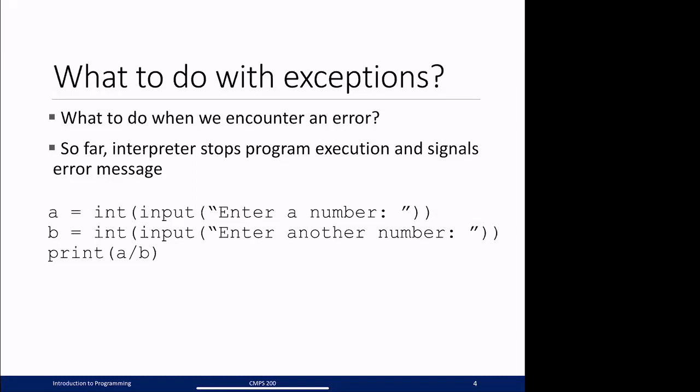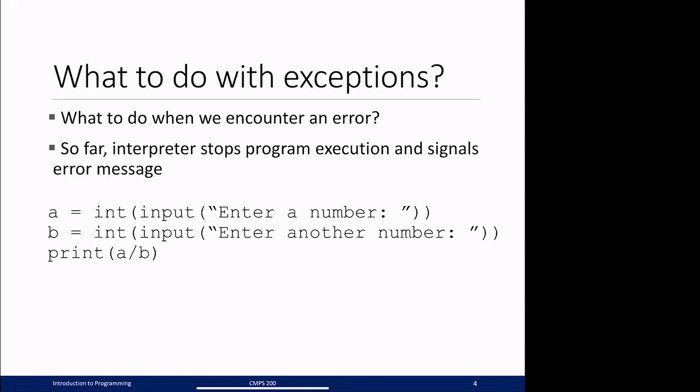B equal to 0. Fadi says B equal to 0. That's correct, so division by 0. That's one possibility. What else? Do I have control over what the user inputs? I ask the user to input a number, but can I guarantee that the user is going to input a number? Input a string, exactly as Nasreen is saying.